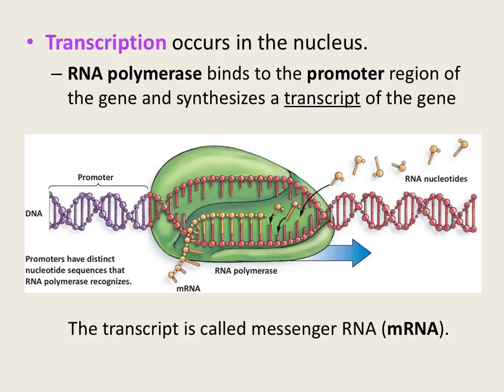So in this transcription, we see where the promoter region is on the left, and that's actually regulating gene expression. And the promoters have these nucleotide sequences that the RNA polymerase, which is the part that makes the mRNA, recognizes and attaches and binds to. And then there are all these mRNA nucleotides that are strung together as that RNA polymerase is running along one strand of the DNA, reading it. So this is the messenger RNA.